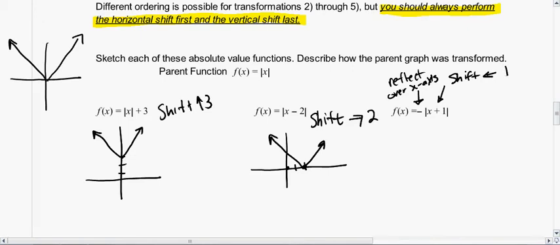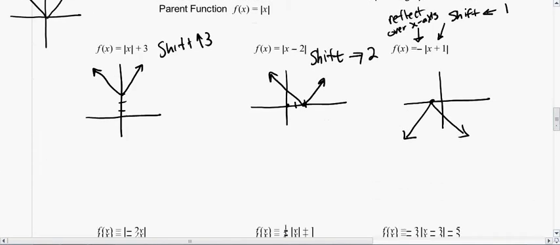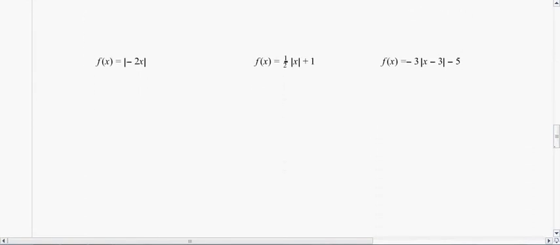Now I know I need to perform any horizontal shifts first. So I'm going to move my V to the left 1 first. So my vertex is going to move over 1. And then I can do whatever other transformations are happening. I'm supposed to reflect over the x-axis. So it's going to be an upside down V. Here's another one with 2 transformations. They're both inside the absolute value bars. They're both happening to the x.